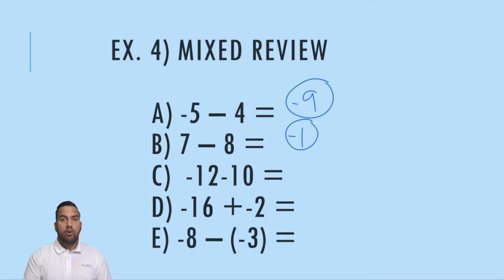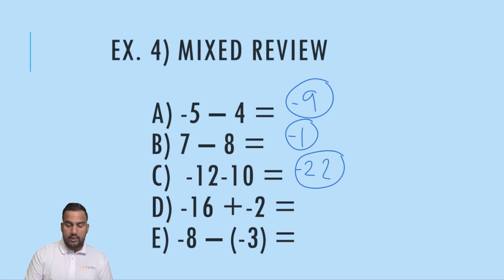C, -12 minus 10. Because they're both negative, what are you going to do? You're going to add. 12 plus 10 is 22. Because they're both negative, it stays negative. So my final answer is -22. D, -16 plus -2. They're both negative, so I'm going to add. 16 plus 2 is 18, but because they're both negative, it's going to represent -18.